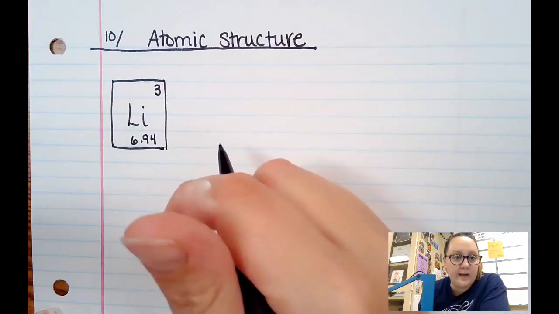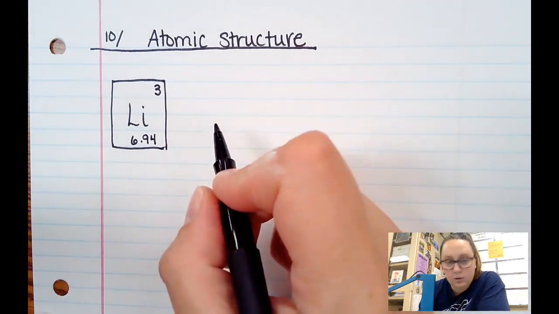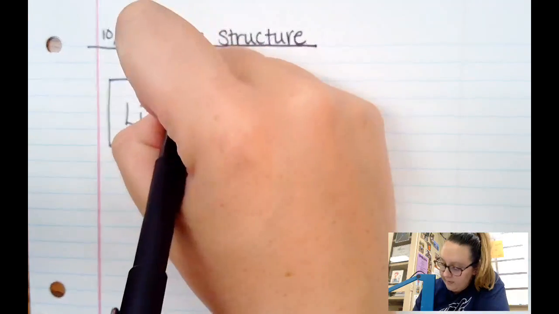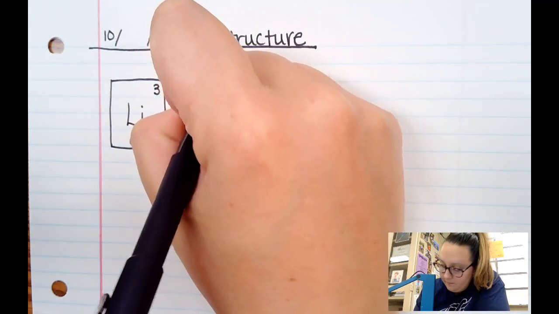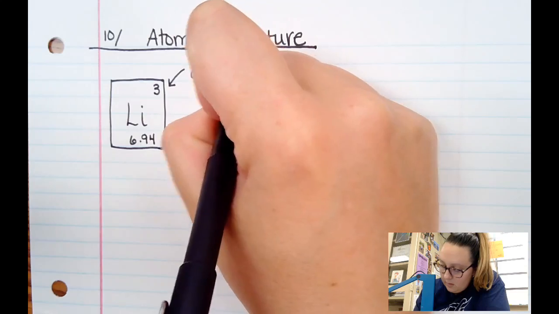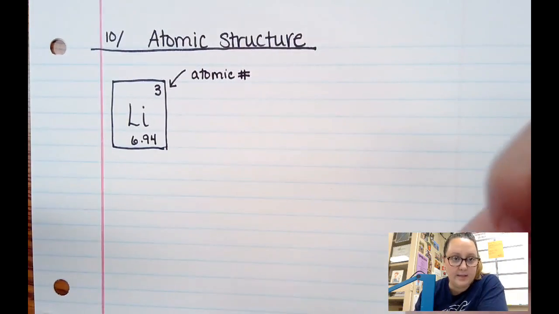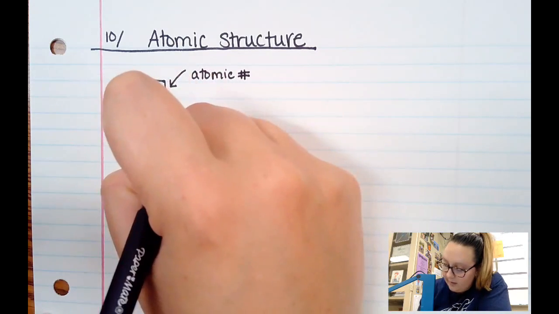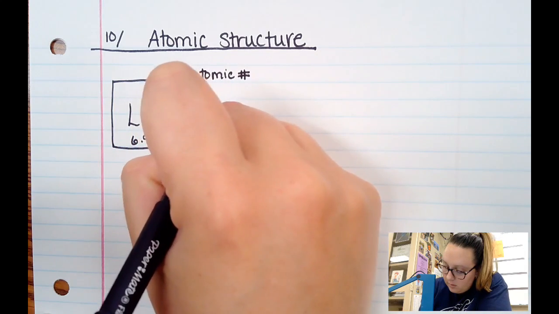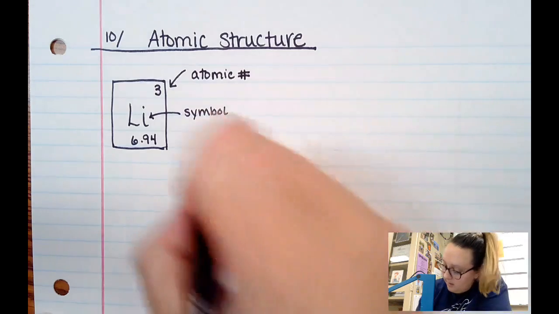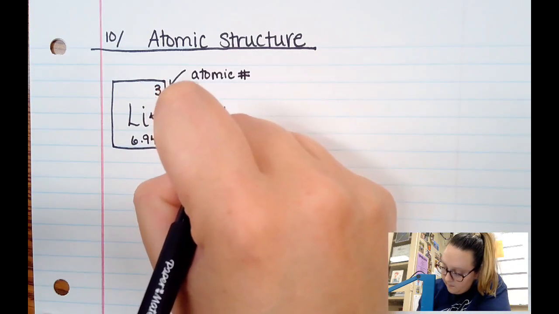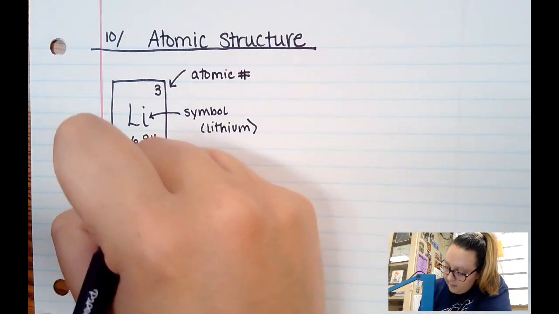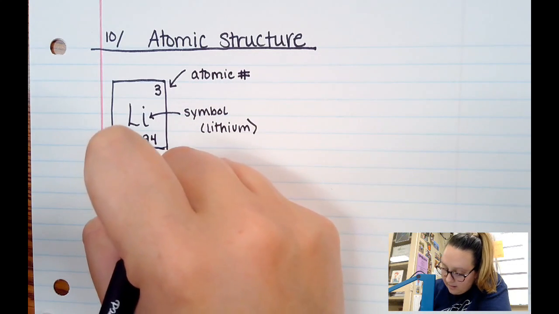All right, so this is exactly what we see on the periodic table. That smaller whole number is the atomic number. And remember that that is how the periodic table is organized. That is considered the element symbol. And this element is lithium. And this is the average atomic mass.